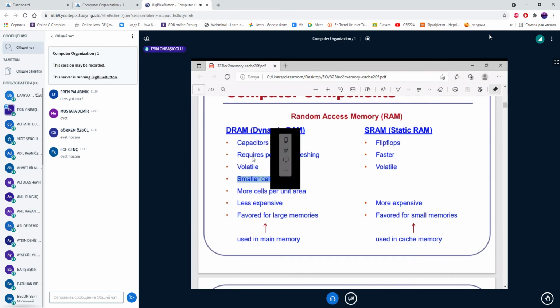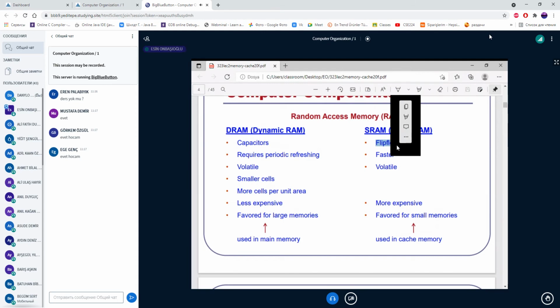Therefore, a memory that you build using capacitors will have a larger size, but it will be slower. With flip-flops, the memory size is small, but it is faster. Therefore, dynamic RAM is good for large memories. Static RAM is good for small memories.